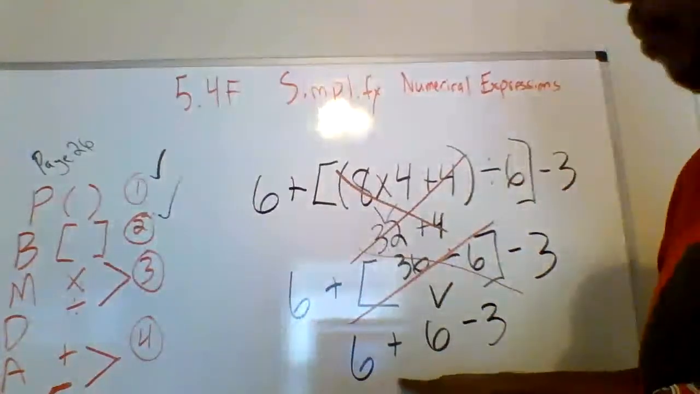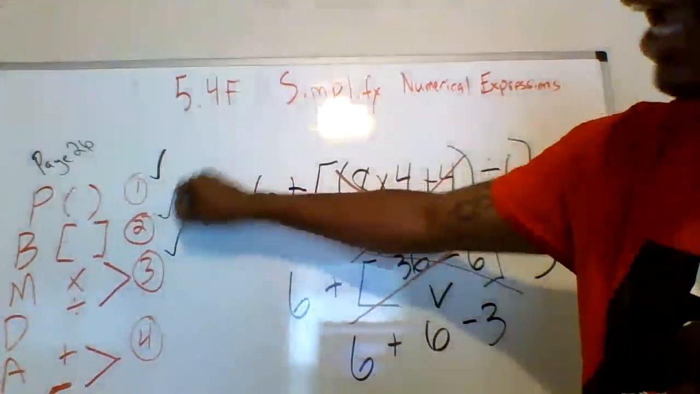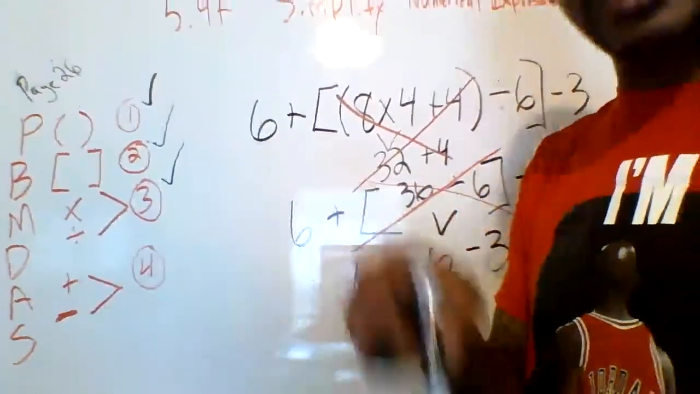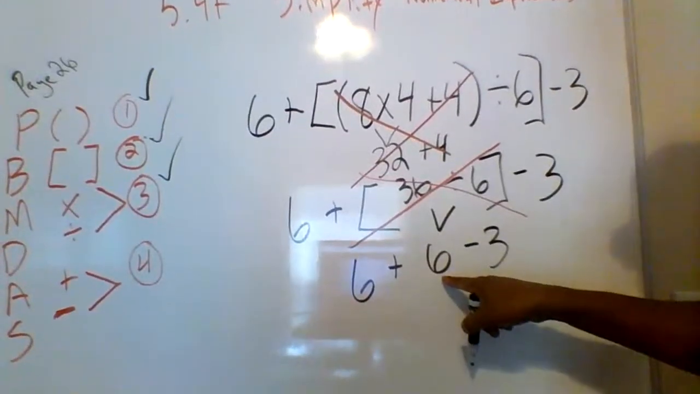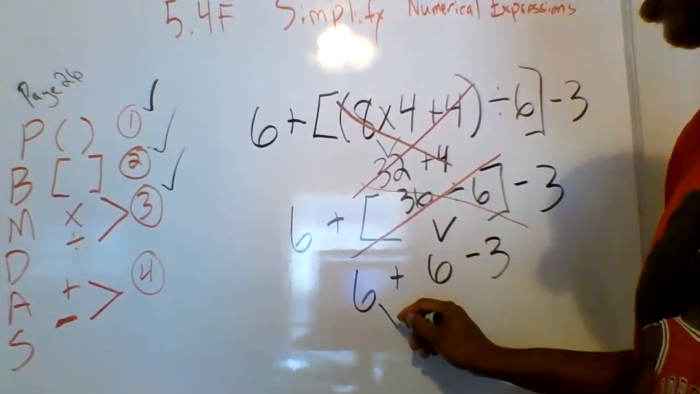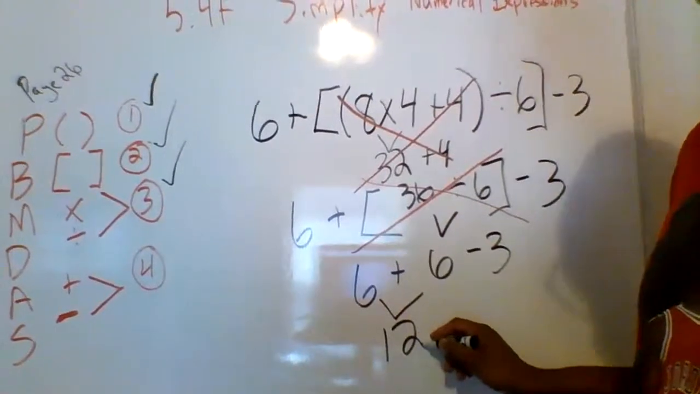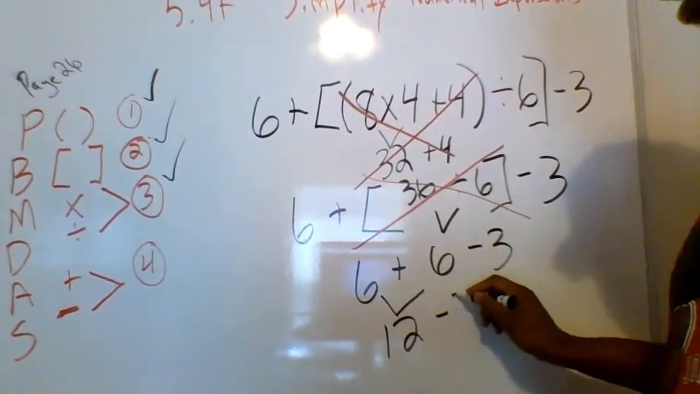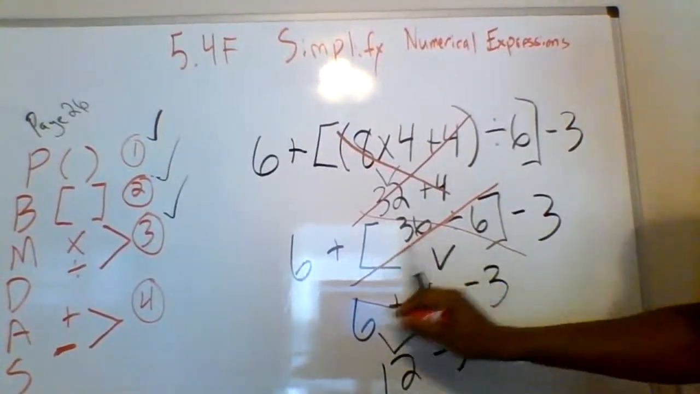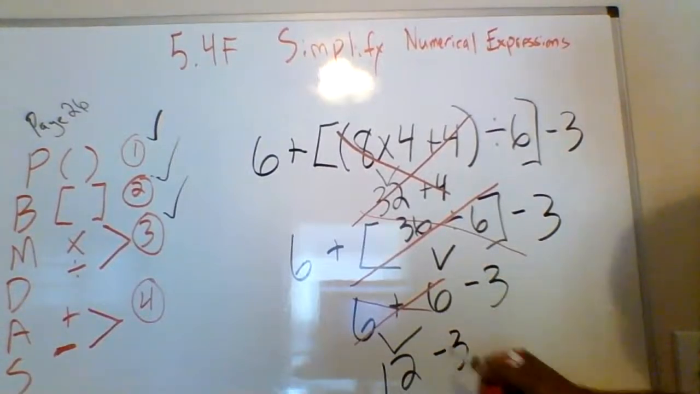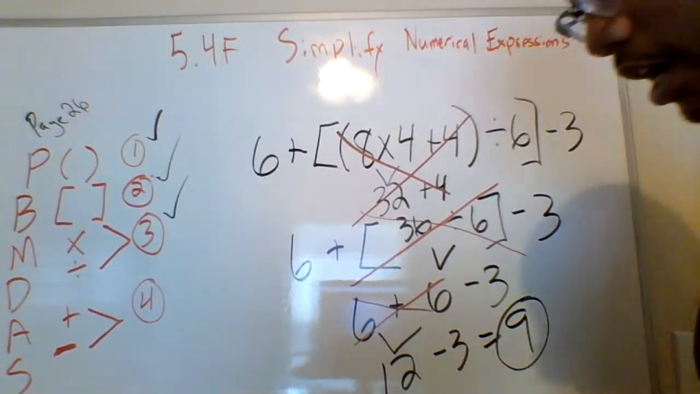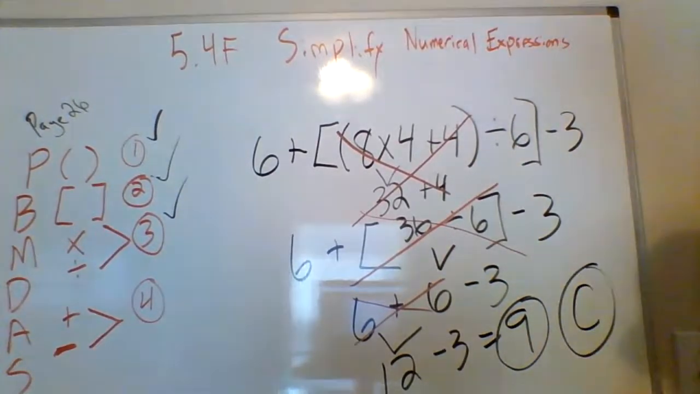Now, I have no multiplication or division, so I can skip step 3. And step 4 is to add or subtract from left to right. So you don't do 6 minus 3 and get 3, right? You do 6 plus 6 and you get 12, and then you bring down the minus 3. 12 minus 3 is equal to 9. The answer is C.